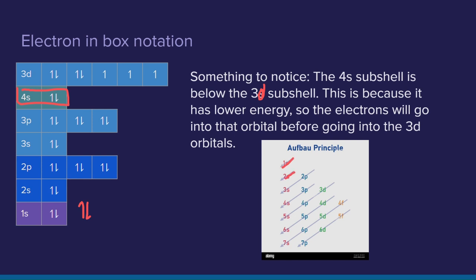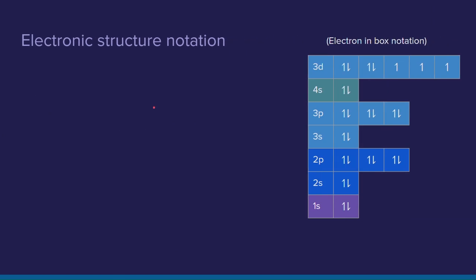So you can see the arrows here. It'll go 1s, 2s, 2p, 3s, 3p, 4s, and then 3d, and then 4p, and then all the other ones which we're not doing at the moment.